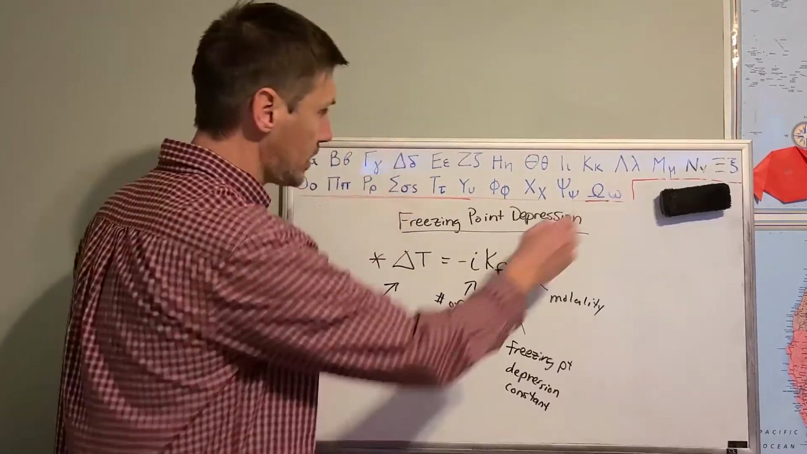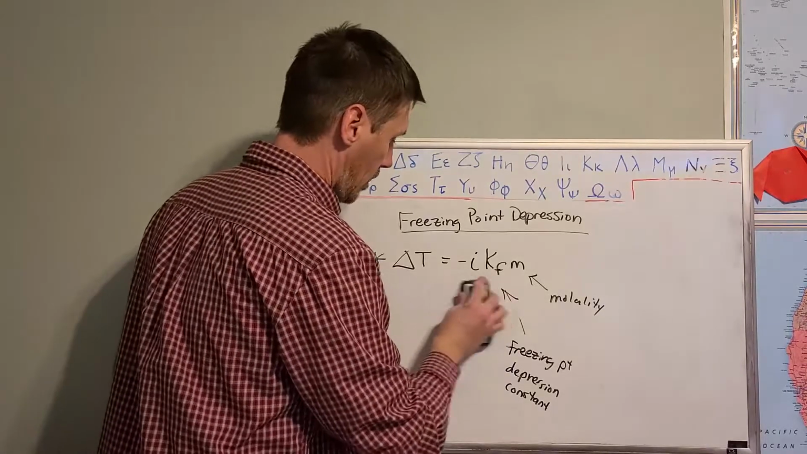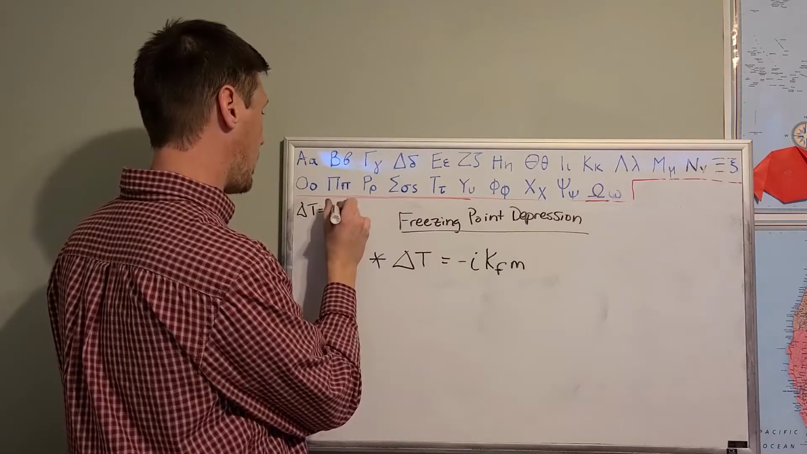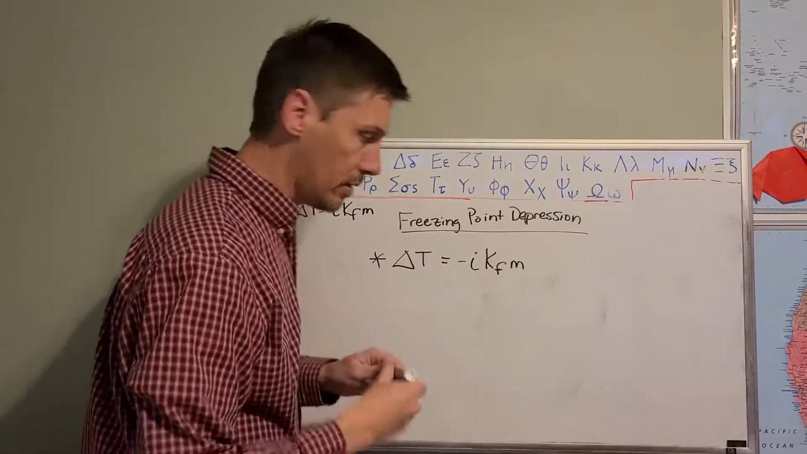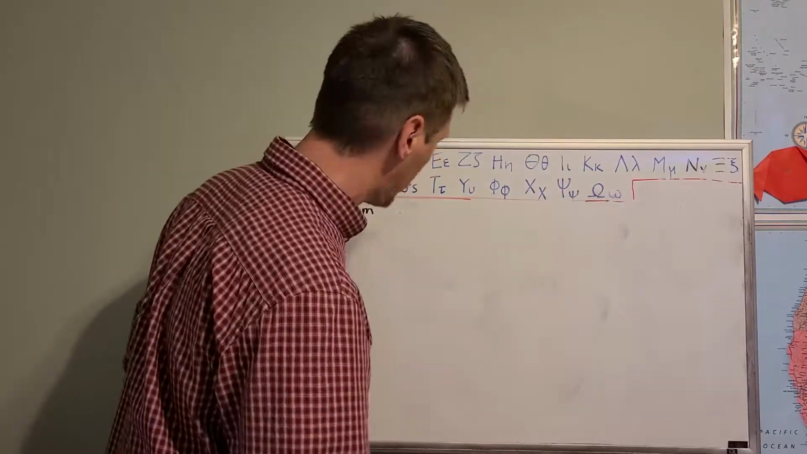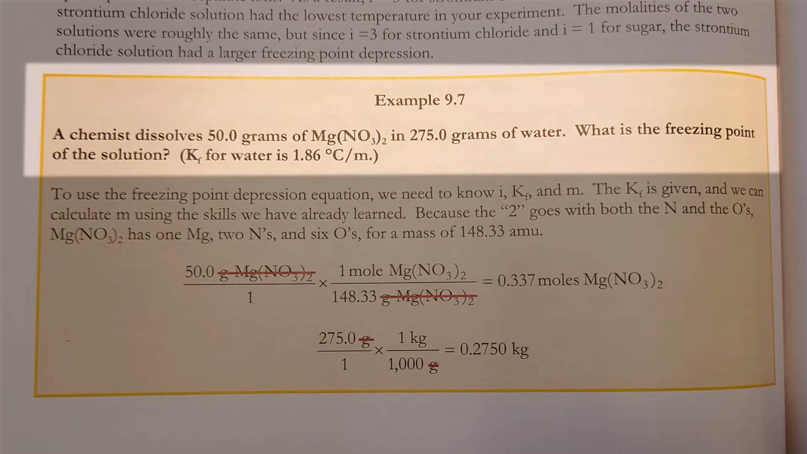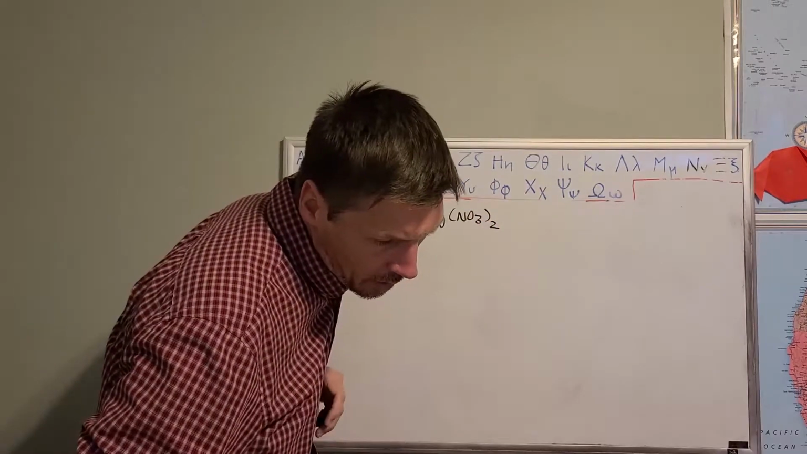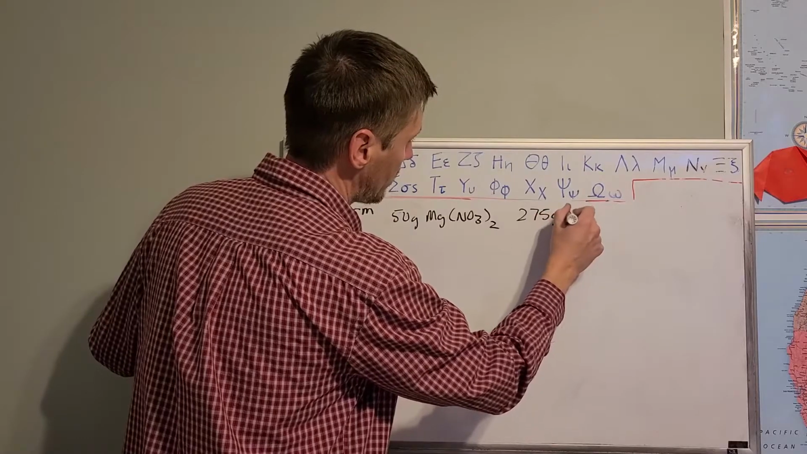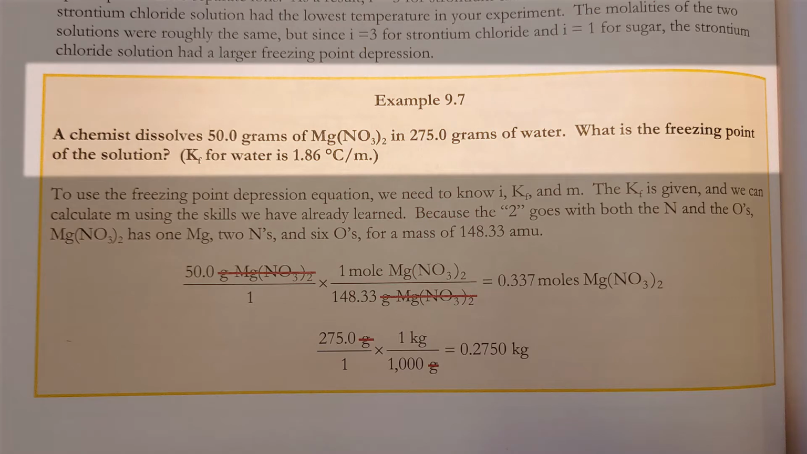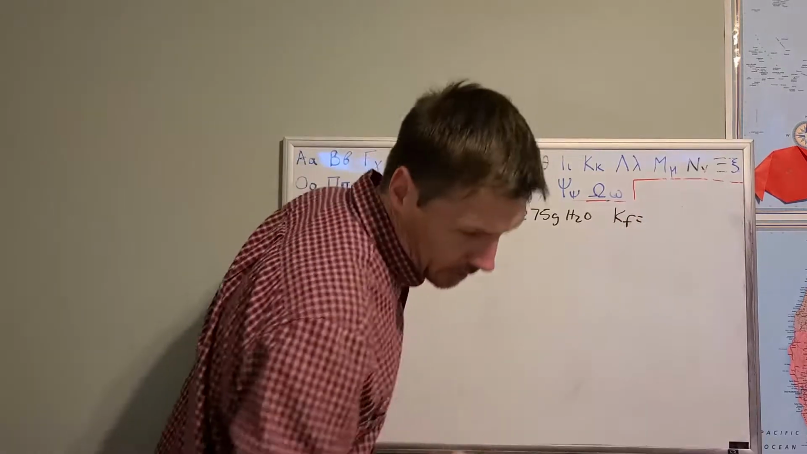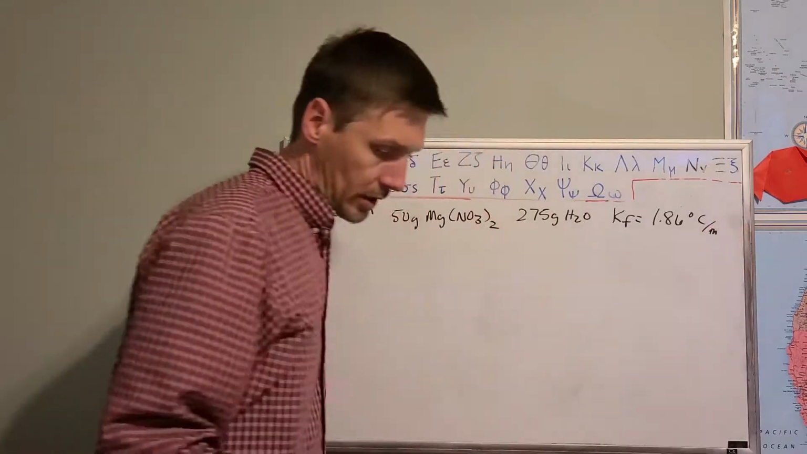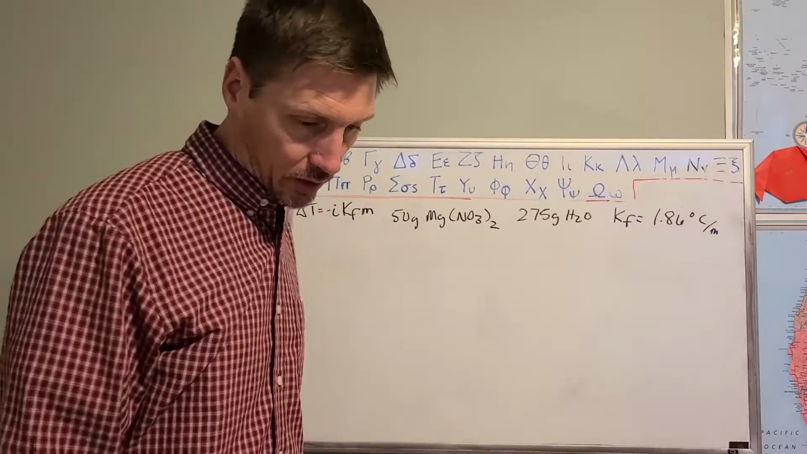It's on page 276, example 9.7. Let's write our formula up in the corner: change in T equals negative i, capital K f, lowercase m, which represents molality. Our problem says a chemist dissolves 50 grams of Mg(NO3)2 in 275 grams of H2O. What is the freezing point of the solution? It says that Kf for water is 1.86 degrees Celsius per molality. That's kind of a crazy unit, but it will make sense as we do the calculations why we have that unit.